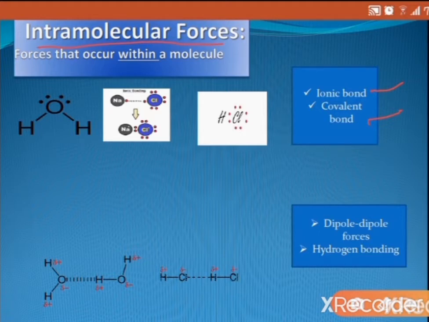Another example of intramolecular force is sodium chloride. In sodium chloride, sodium ions and chloride ions are held together by a bond that is known as ionic bond. Similarly, in HCl, hydrogen and chlorine share their electrons and a covalent bond is formed between the hydrogen and chlorine atom. Such types of forces which are present within a molecule are called intramolecular forces.